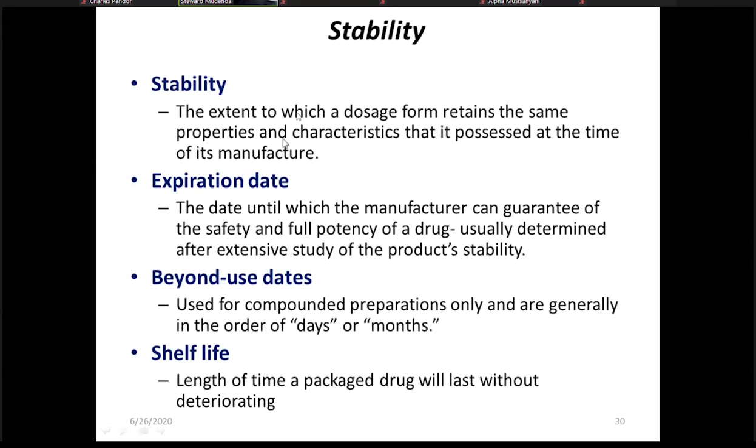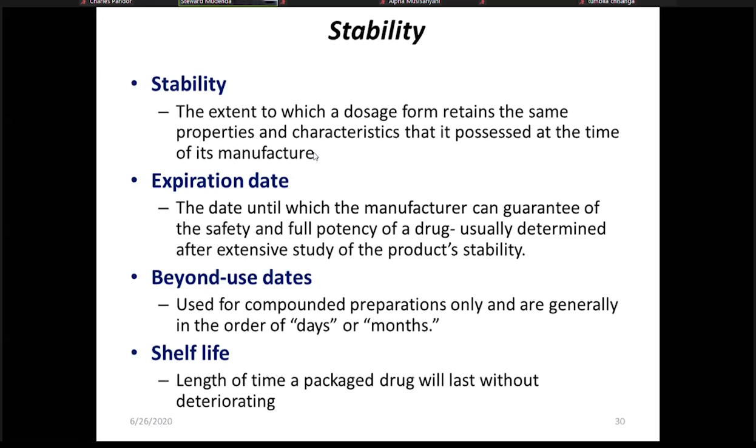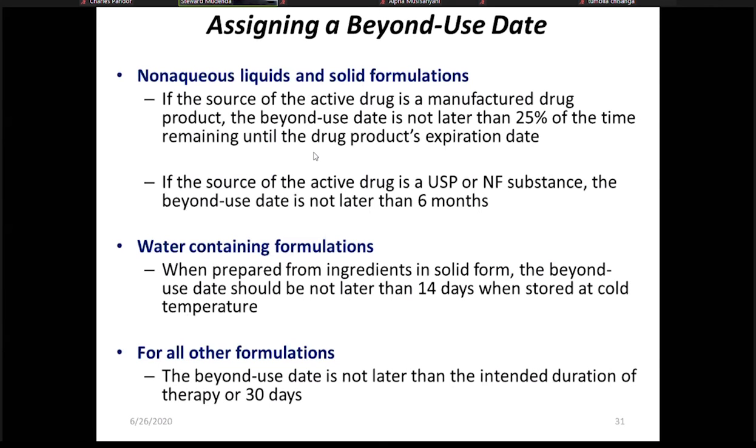The expiration date, I said it must be there, beyond use dates and shelf life. How long are you going to use it on the shelf? Or beyond use dates. For example, this product will stay for 4 weeks if it is at room temperature, 25 degrees Celsius. But if you put it at 20 or 15 degrees Celsius, you can use it for some more days. Instead of 28 days, you can use it for maybe 45 days. So those can also be considered as you compound and dispense these drugs. Then assigning a beyond use date.